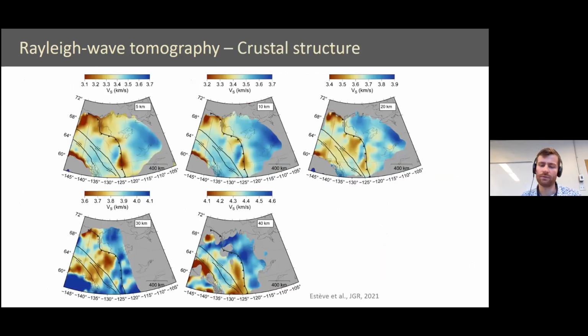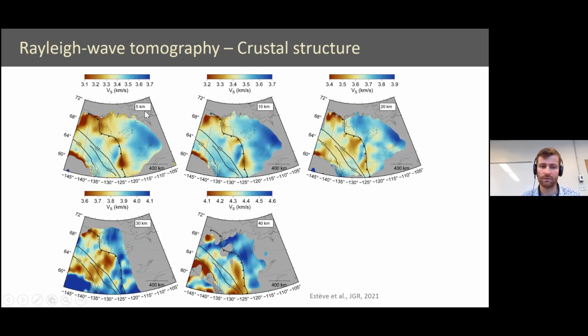And so after you get your group velocity map, as I said, you can extract for each location your dispersion and invert for a 1D profile. And so then you stitch them together. And that's the kind of model that you can get, a pseudo 3D model. So you have depth slices running from 5 kilometer depth to 40 kilometer depths. And again, carefully here, the shear wave velocity ranges from 3.1 to 3.7 here to 4.1 to 4.6. So they are all different.